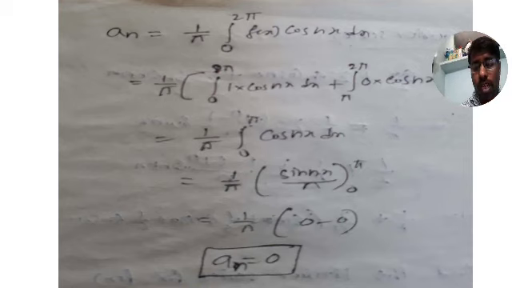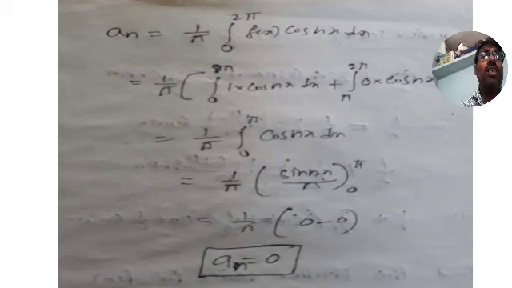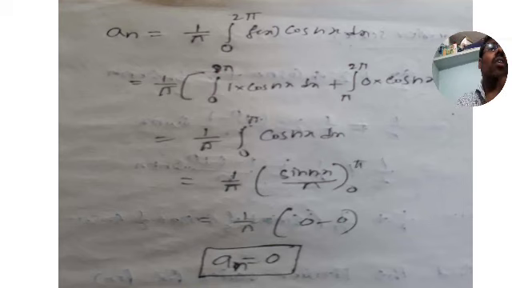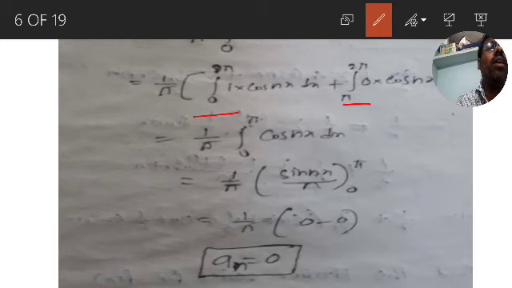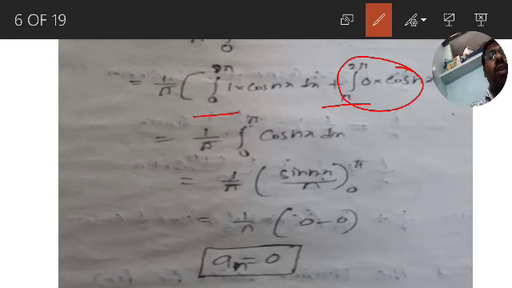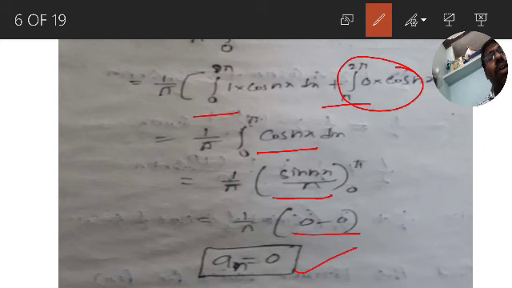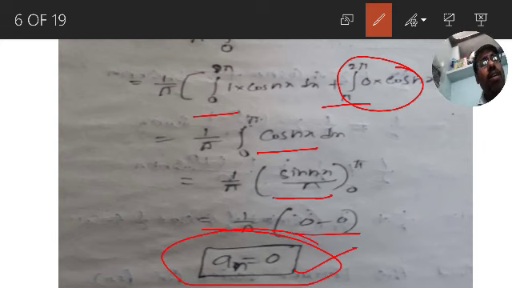An is equal to integration 0 to 2 pi f of x into cos nx dx. The function f of x is defined from 0 to pi as 1 and from pi to 2 pi as 0. So divide the integral into two integrals, 0 to pi and pi to 2 pi. No need to take the second, only calculate the first. Integration of cos nx is sin nx by n, upper limit minus lower limit, that gives the answer an is equal to 0. Are you able to get it?